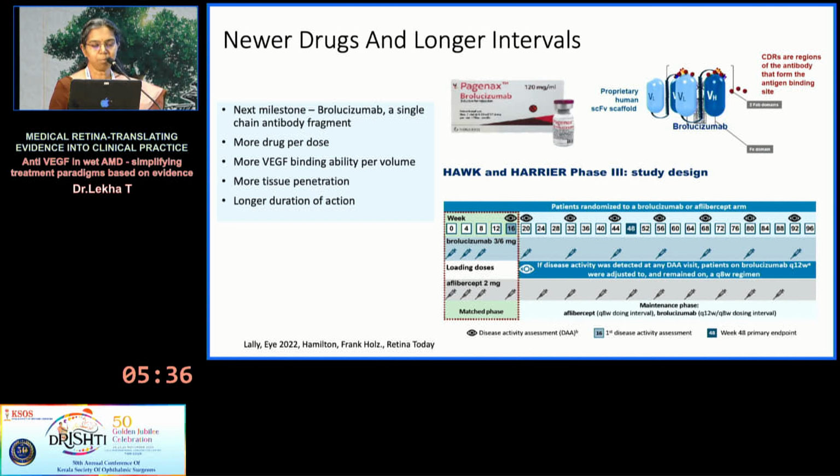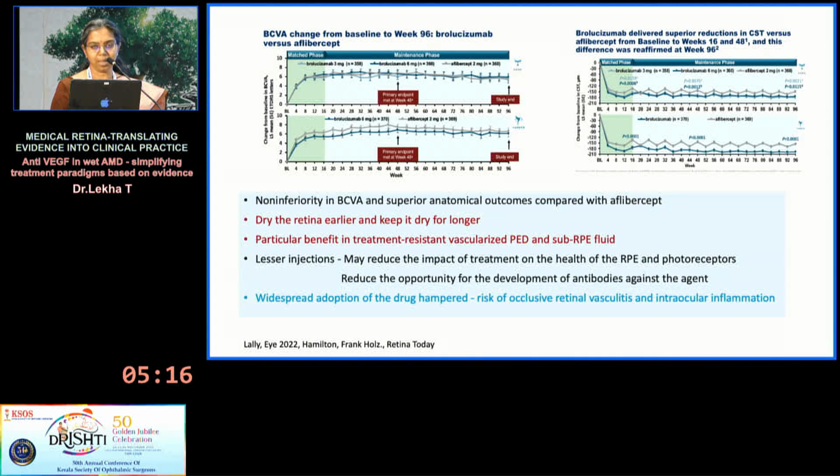So now we have a little more options available, and the next new drug that has come is brolucizumab, which has the main advantage of smaller molecular size. We have more drug per dose, so there is more affinity, more penetration, and also a significantly longer duration of action. And the HAWK and HARRIER studies have proved that brolucizumab given once in 12 to 16 weeks can be as good as monthly ranibizumab.